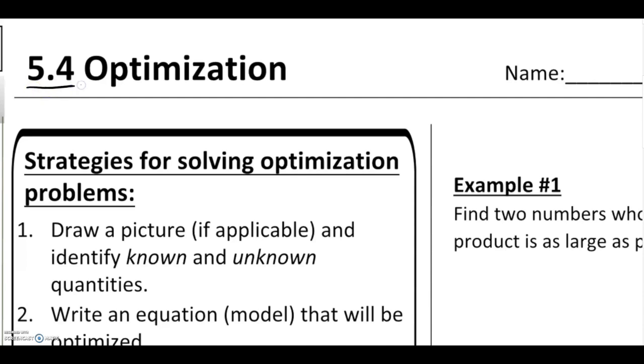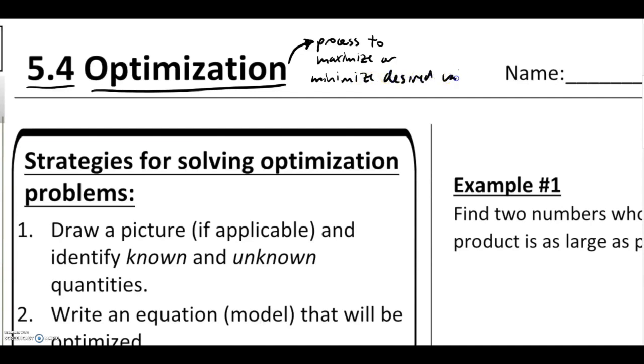Welcome to section 5.4, and this section is titled Optimization. All it's going to mean to us is we are going to learn a process to maximize or minimize desired values. Places where we can see this would be things like an economic situation, wanting to maximize profit, minimize costs, in buildings and architecture, wanting to maximize efficiency, which could be maximizing a space based on a certain amount of materials. This is the first true lesson where you're going to be applying previous skills.